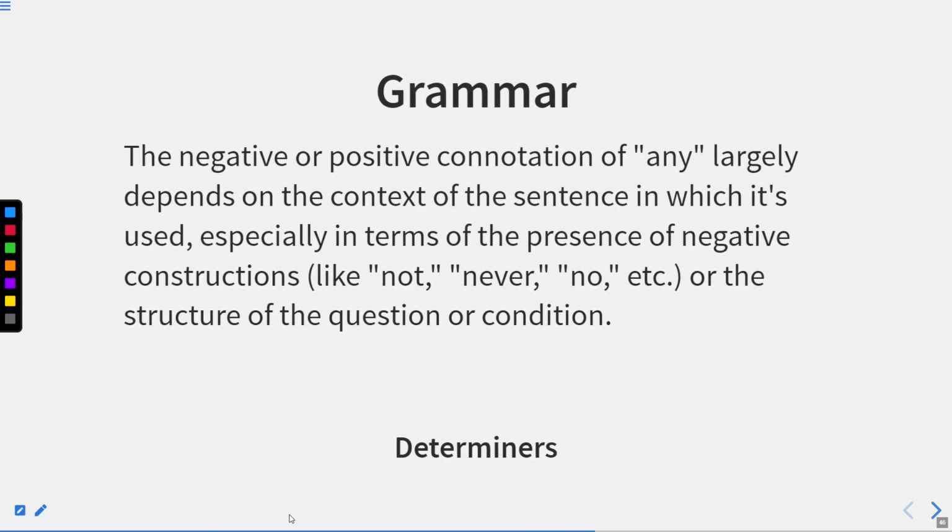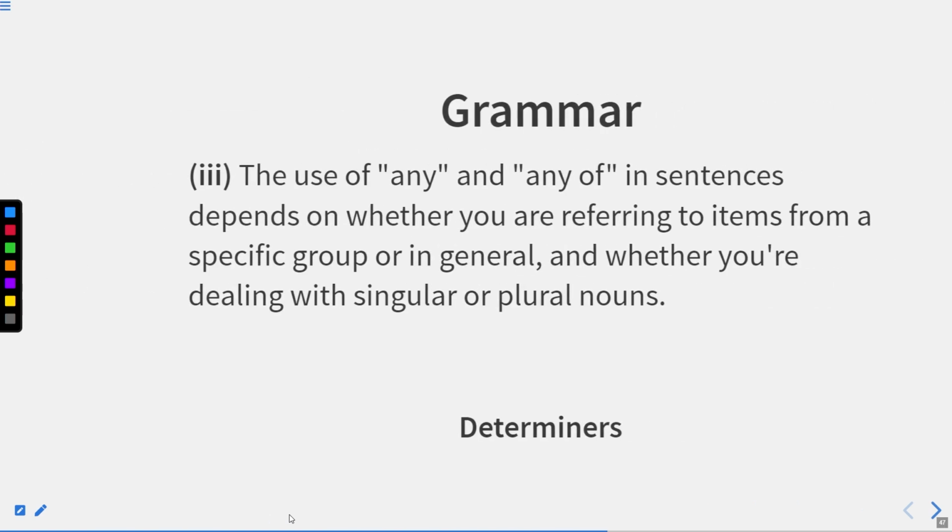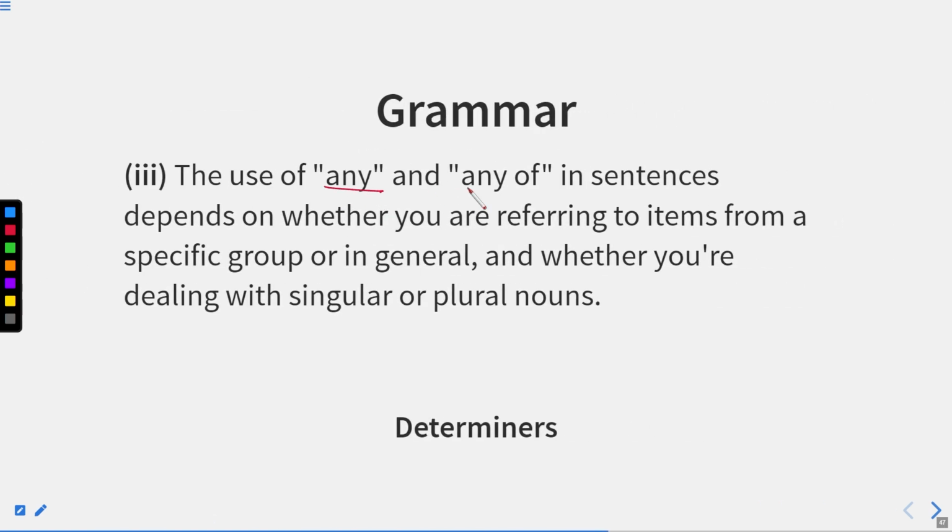The negative or positive connotation of any largely depends on the context of the sentence in which it is used, especially in terms of the presence of negative constructions like not, never, no, etc., or the structure of the question or condition. The use of any and any of in sentences depends on whether you are referring to items from a specific group or in general, and whether you are dealing with singular or plural nouns.